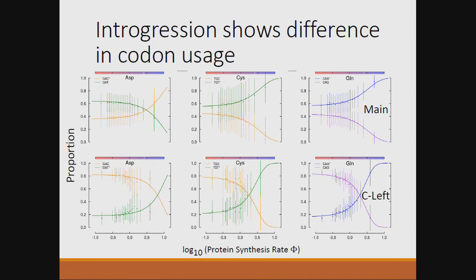Well, I would say no. Here, if you look at cysteine and glutamine for the main part, we see that mutation and selection actually favor the same codon. So no, there is no general trend that mutation and selection favor opposite codons. Okay. Thank you.